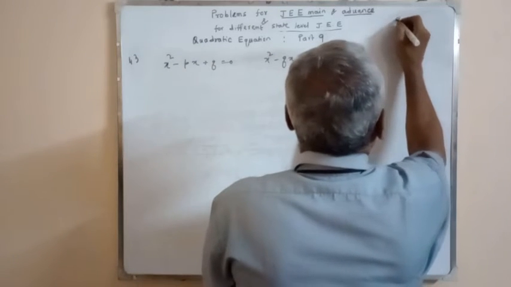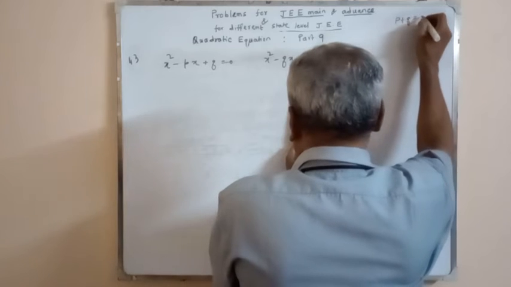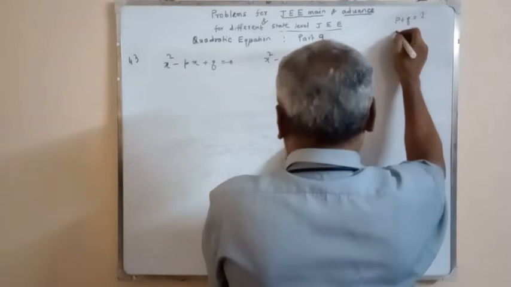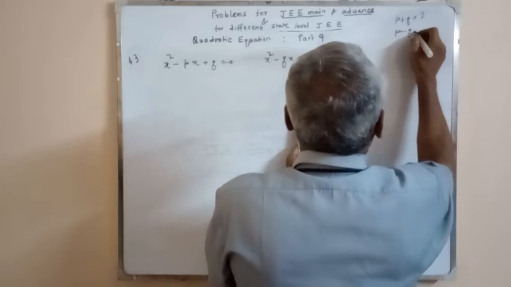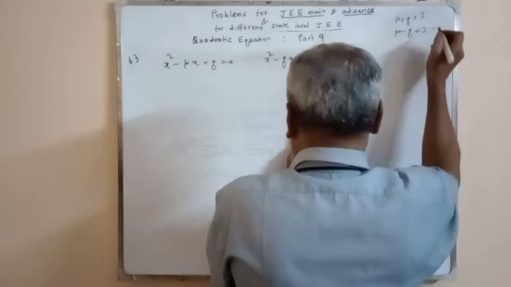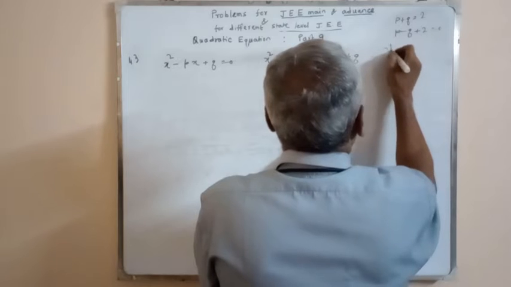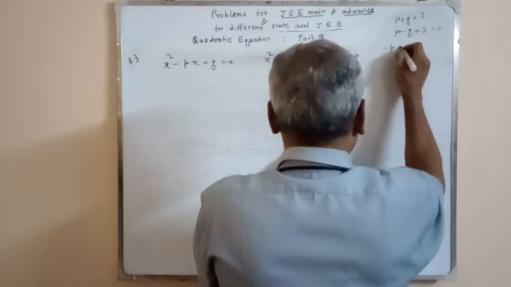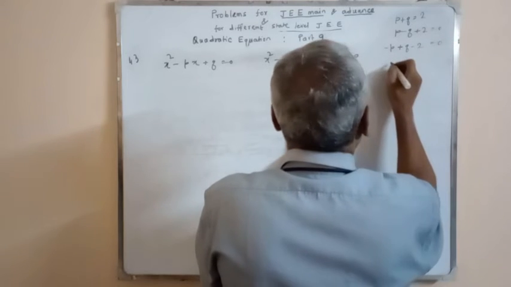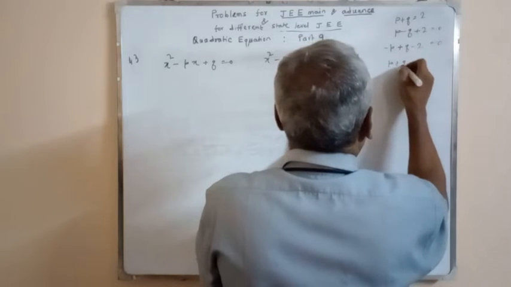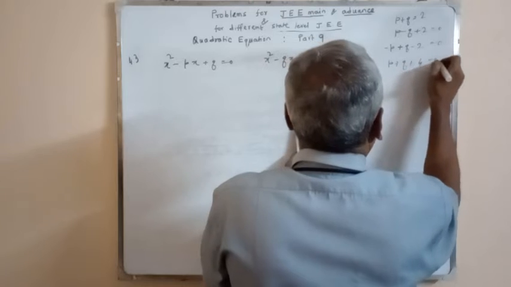Number one, p plus q is equal to 2. Number two, p minus q plus 2 is equal to 0. Number three, minus p plus q minus 2 is equal to 0. And number four, p plus q plus 4 is equal to 0.